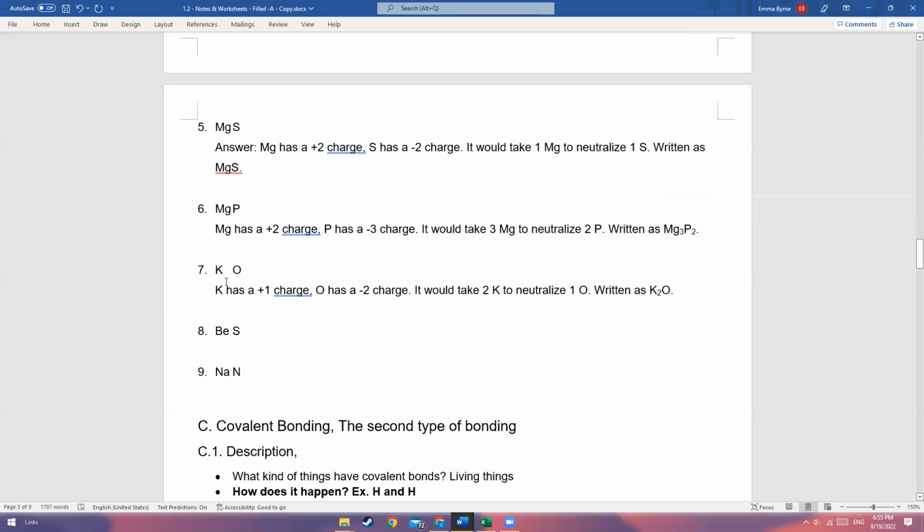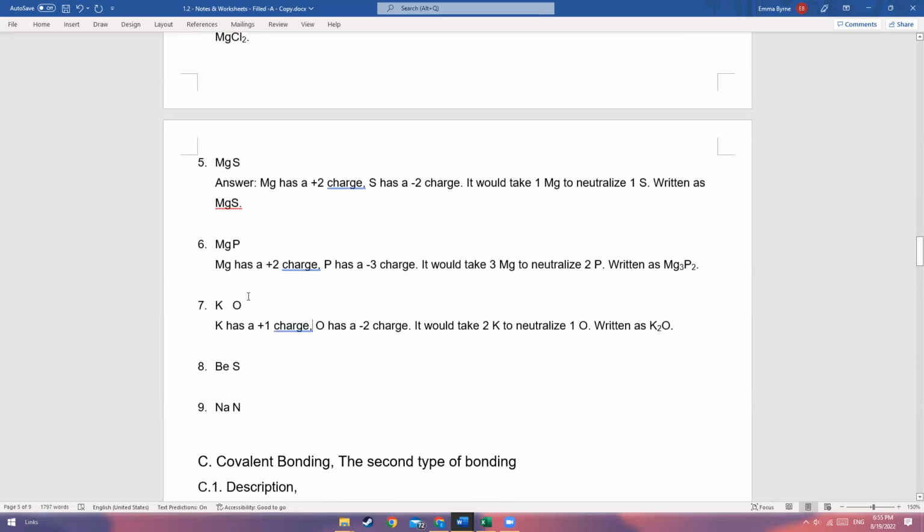And for this last one, we have potassium, which has a +1 charge. It's getting rid of 1 electron, and oxygen needs to gain 2 electrons. And so because of this, you would have 2 potassium atoms bonded to 1 oxygen atom.